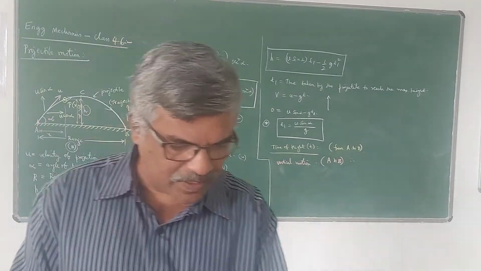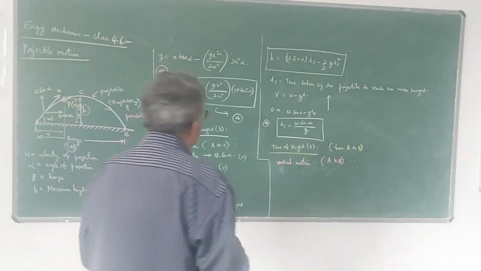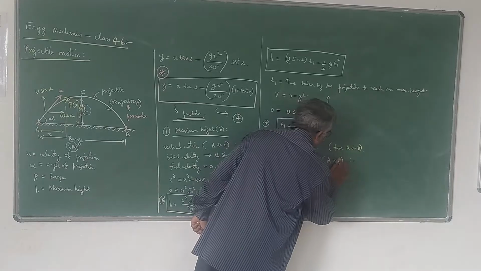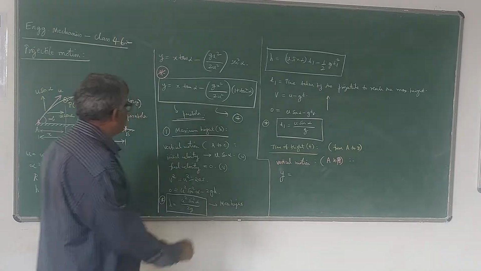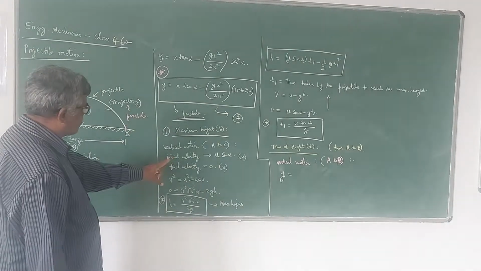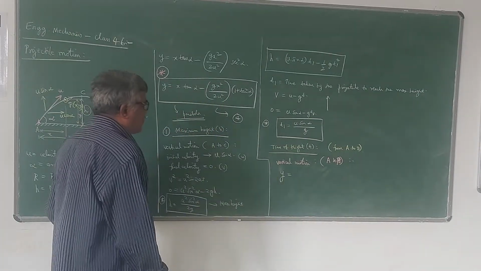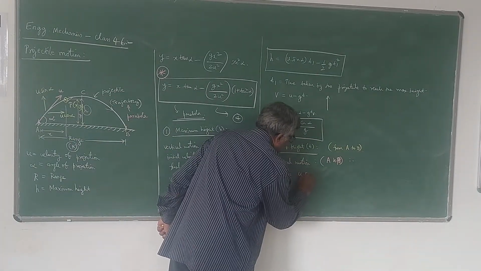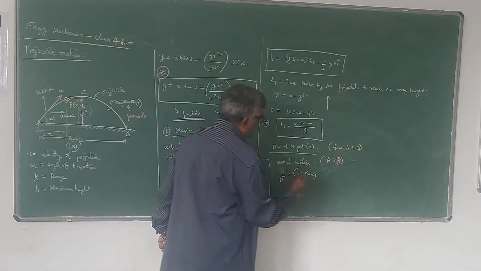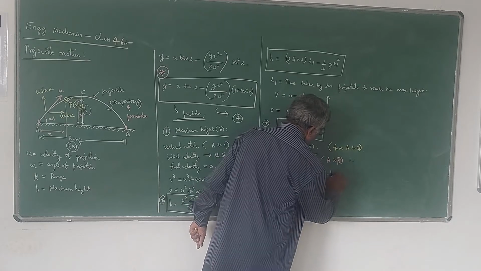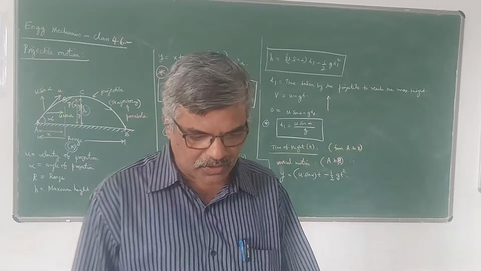You should be careful here. The distance traveled I will take from A to P. The vertical motion distance traveled is y. I have used this equation earlier also. So y is equal to u sin alpha into t minus half g t square, because I am taking vertical motion. This is the equation I have to use now.